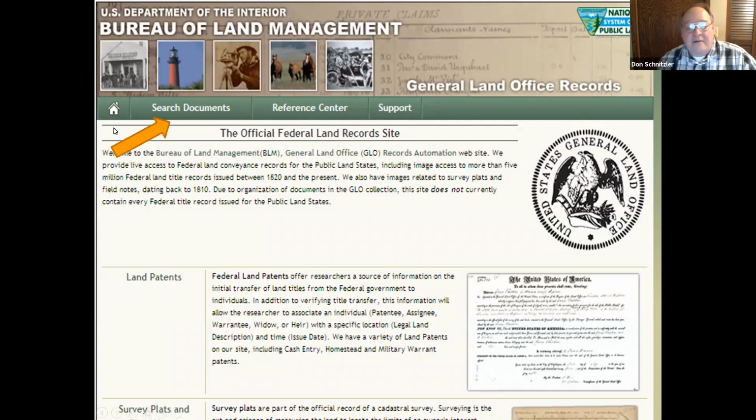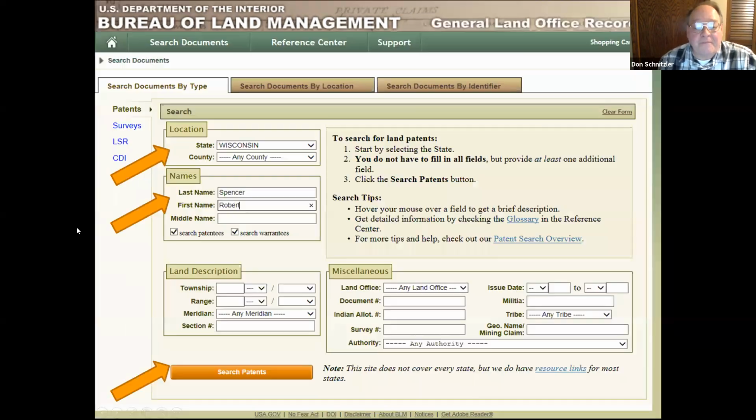And there are nice brief descriptions to help you through your search process. After you've gone through that and you want to start searching, you just go over to the search documents. You click on that button and it will bring up this screen. And it's a matter of putting in the information that you want to look for.